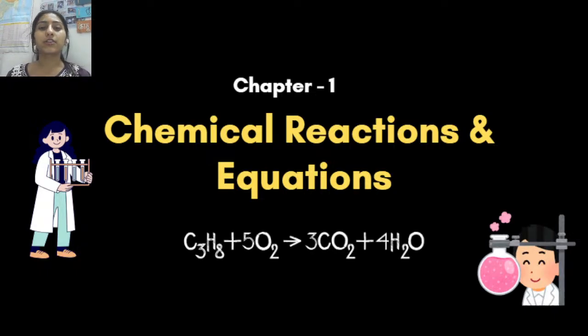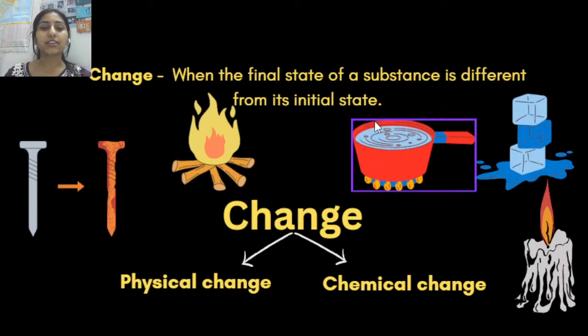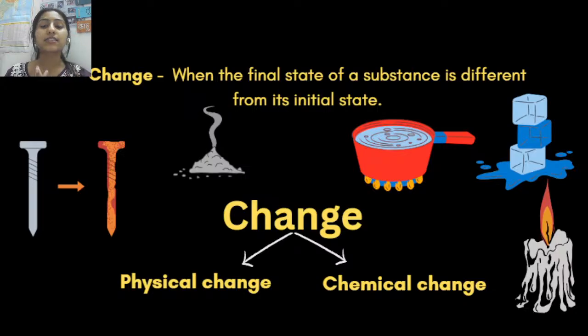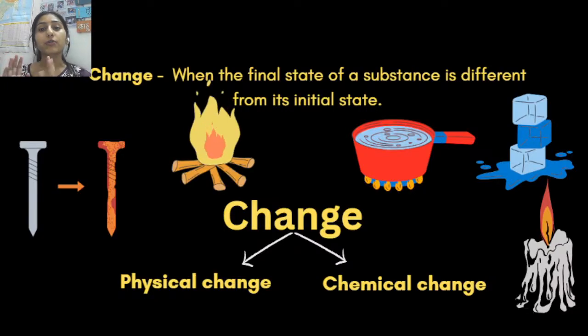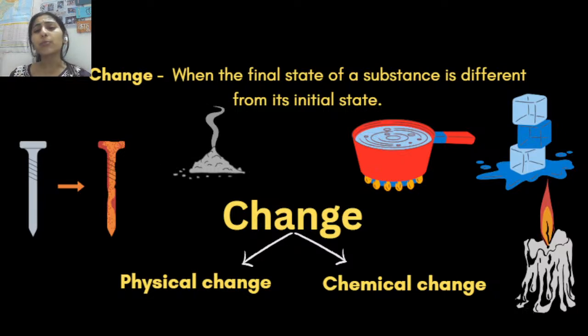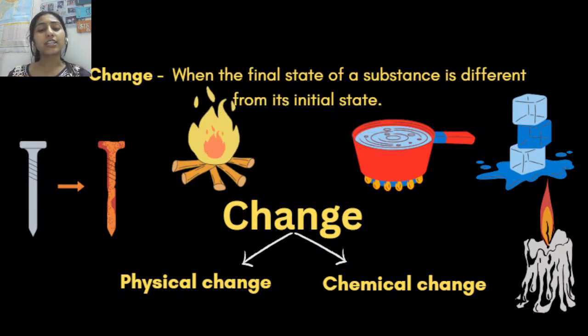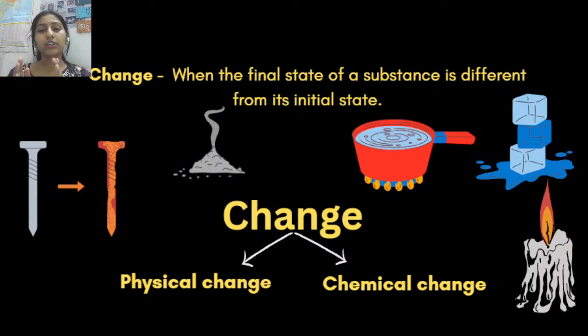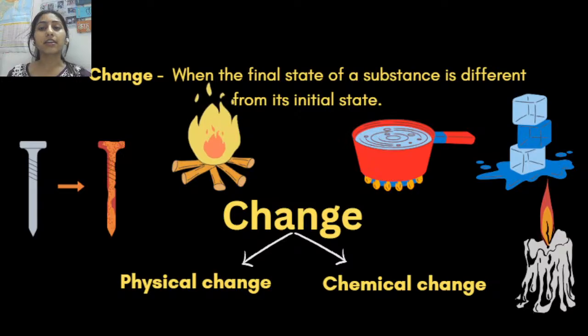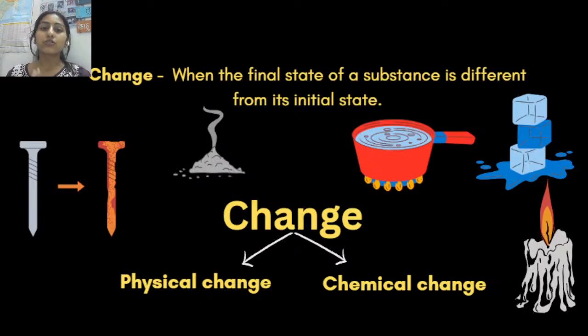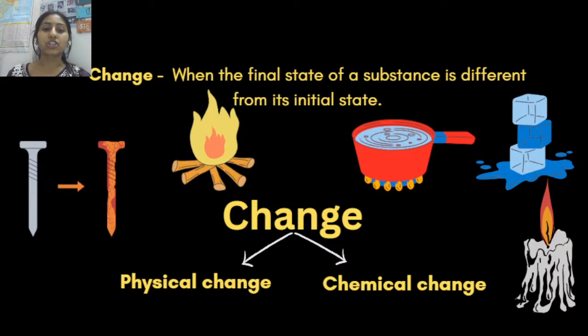Before going further and studying more about chemical reactions and equations, let us first understand change, because change is something that brings about certain chemical reactions. We can understand change as when the final state of a particular substance, element, or compound is different from its initial state. When a substance undergoes certain changes and its final state is different from its initial state, that condition is regarded as change.